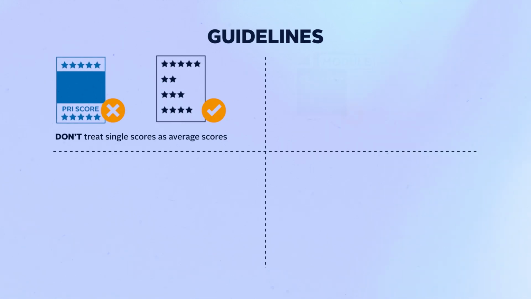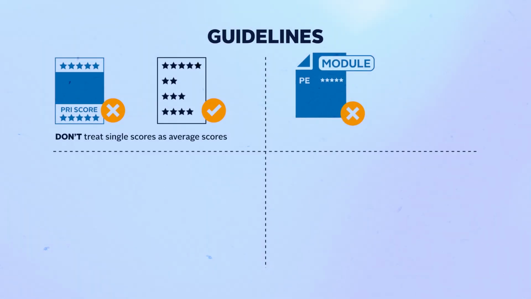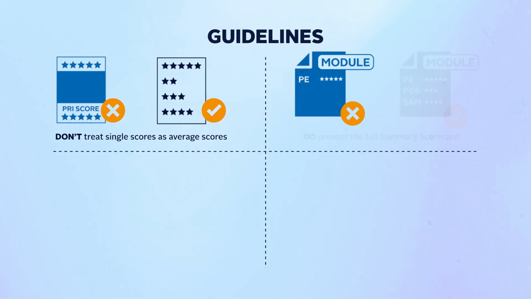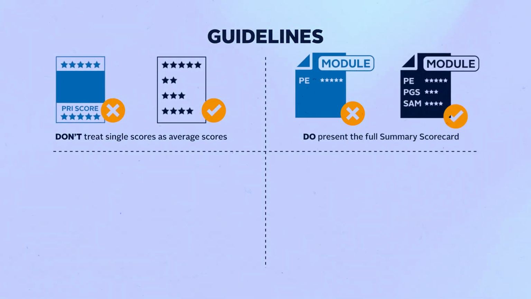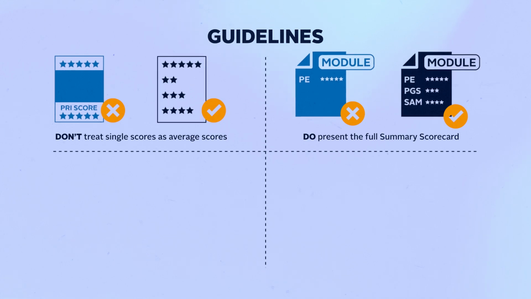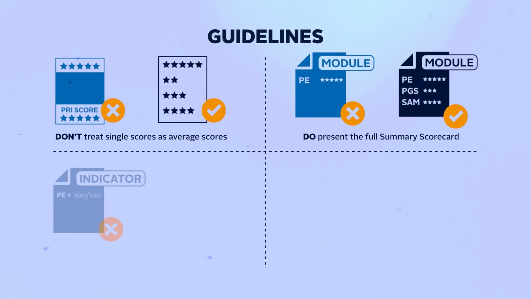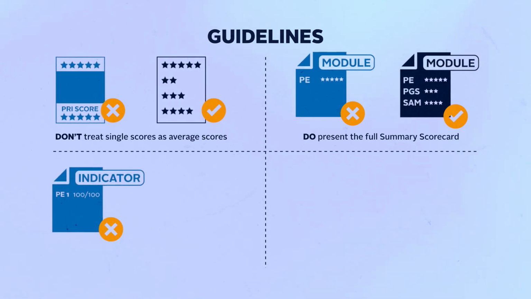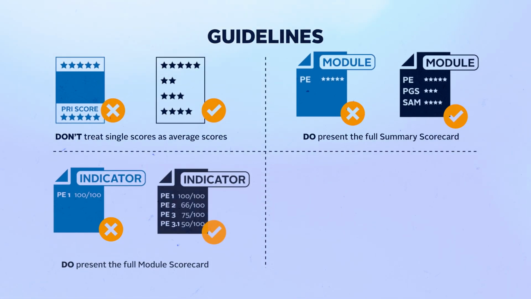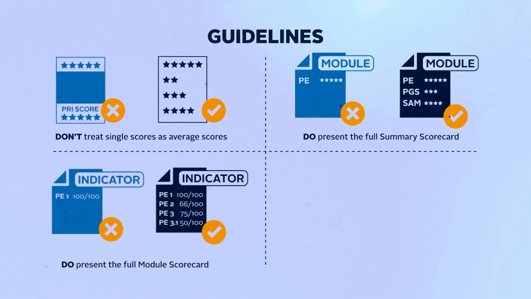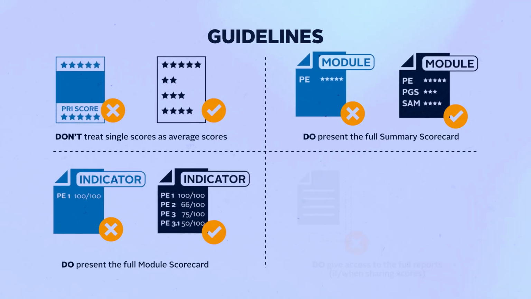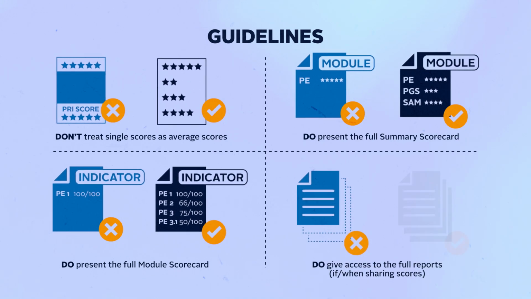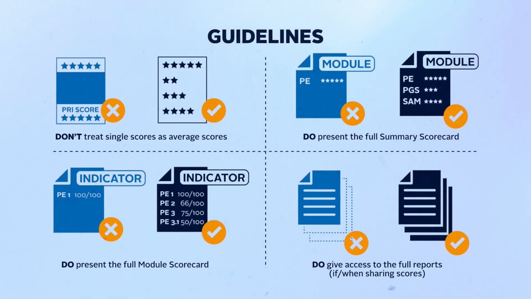Signatories should avoid disclosing individual module scores in isolation and instead present them with the full summary scorecard, which contains all module scores to ensure full transparency. Signatories should avoid disclosing individual indicator scores in isolation and instead present them with the full module scorecard, which contains all individual indicator scores per module. Publication of scores should be accompanied by access to the full assessment report and public transparency report.